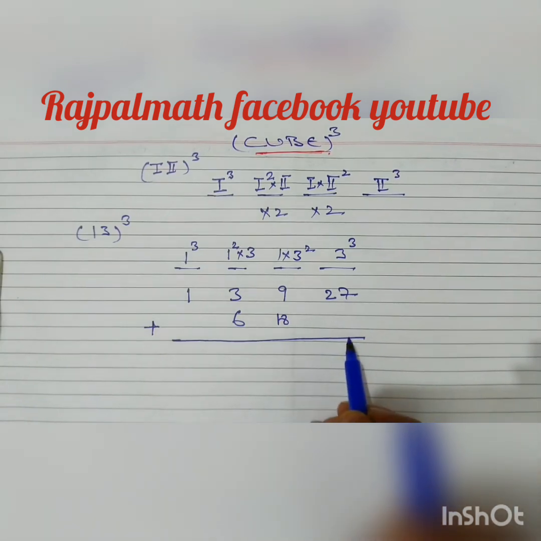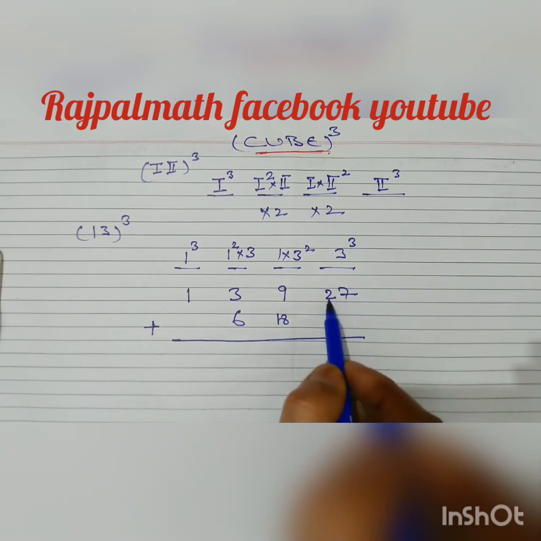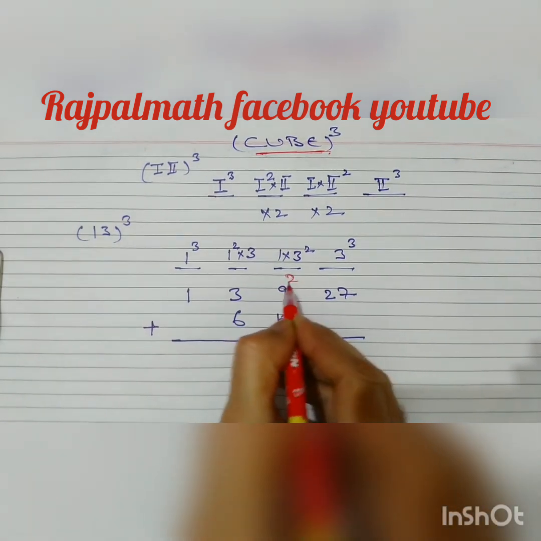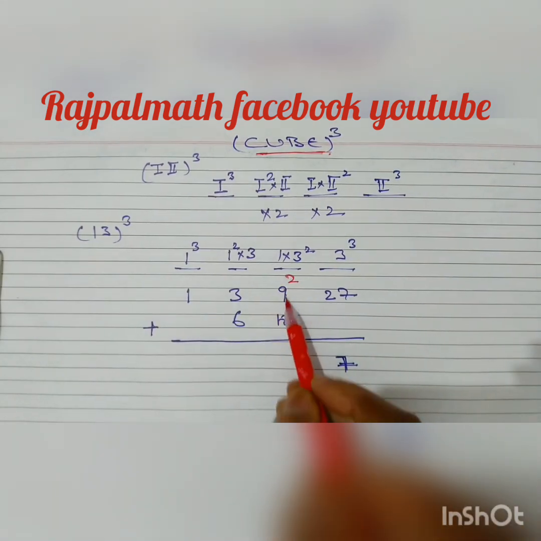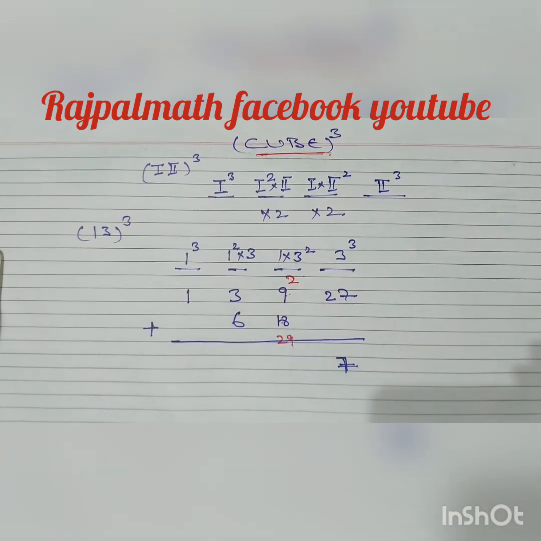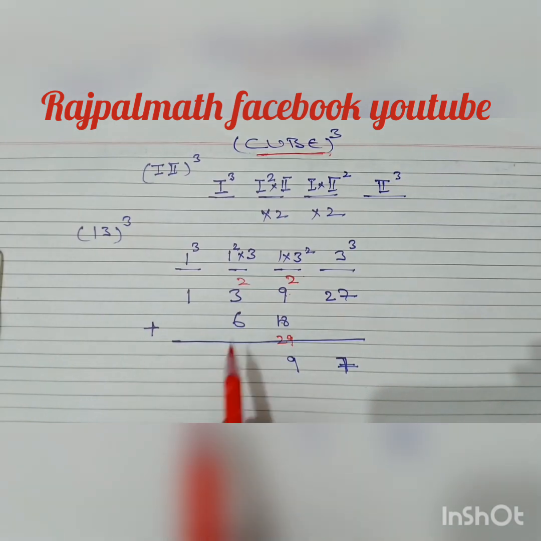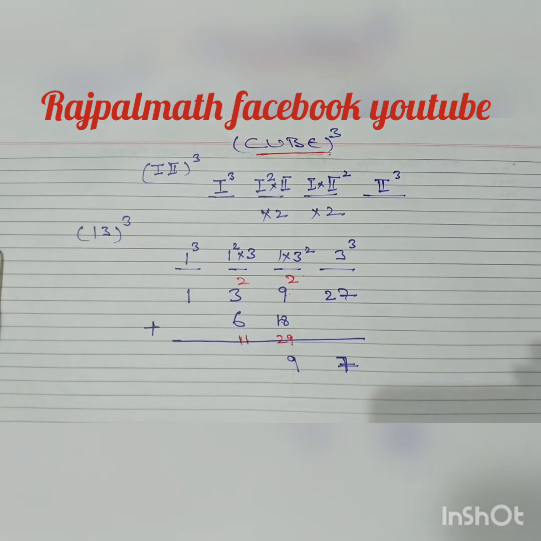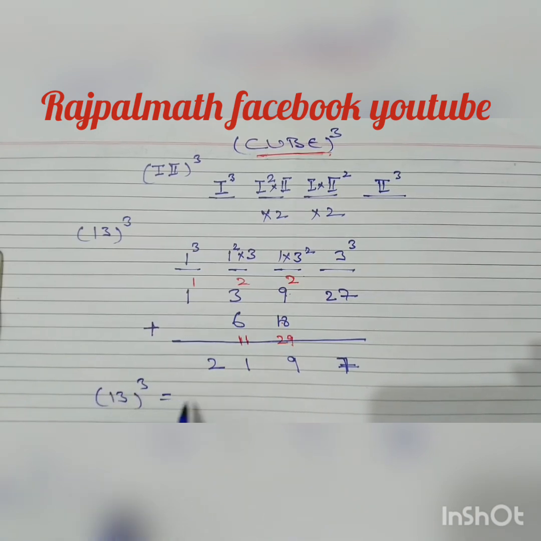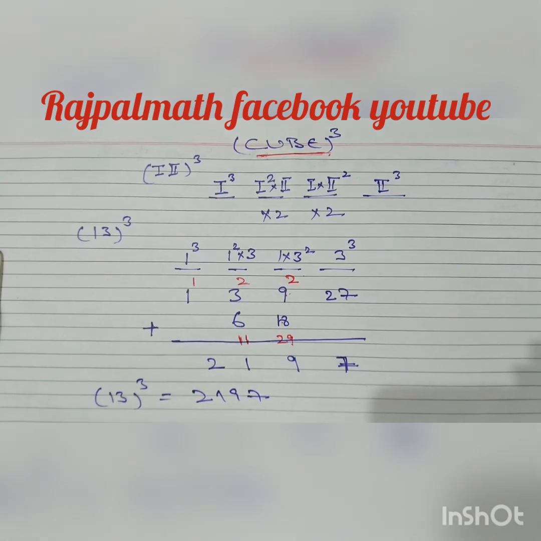Just take down the unit digit and leave everything else for carry forward. First is 27. Take down 7 only, and 2 carry forward. Then 18 plus 9 plus 2 is 29. Write down 9 over here and 2 carry forward. Then 6 plus 3 plus 2 is 11. Write 1 over here and 1 carry forward. Then 1 plus 1 is 2. Therefore, cube of 13 is 2197 by shortcut method.